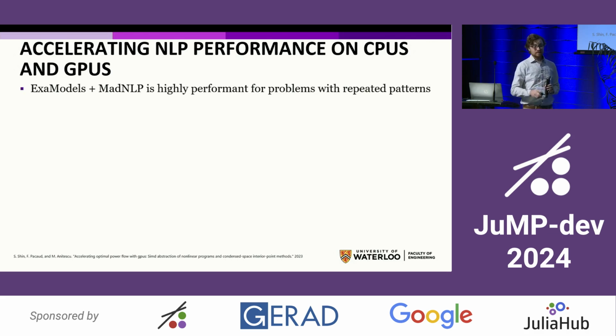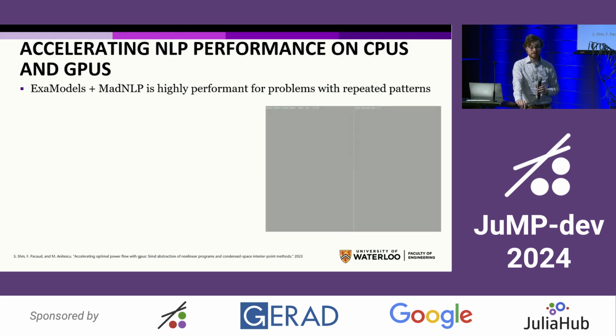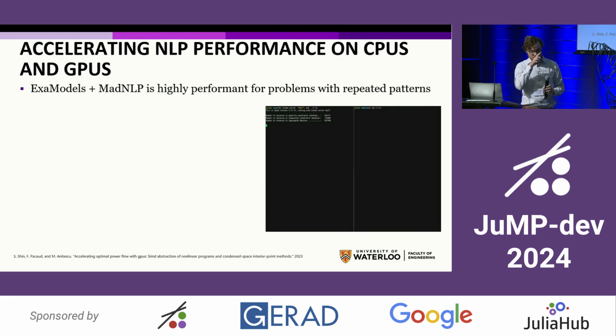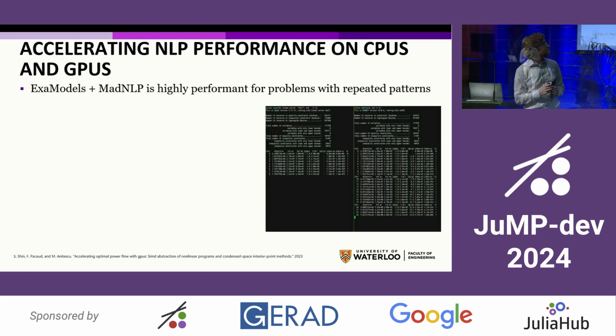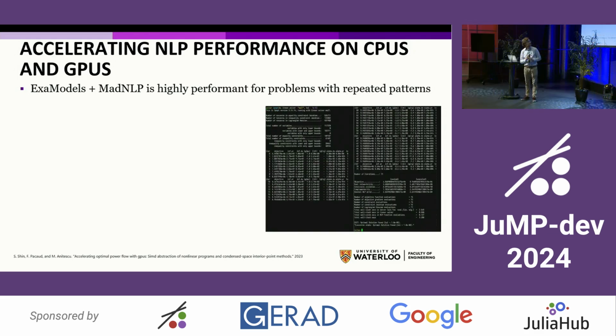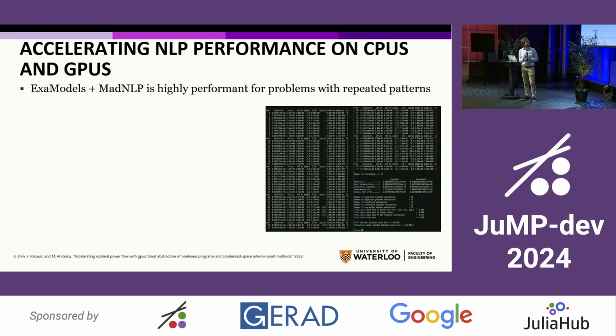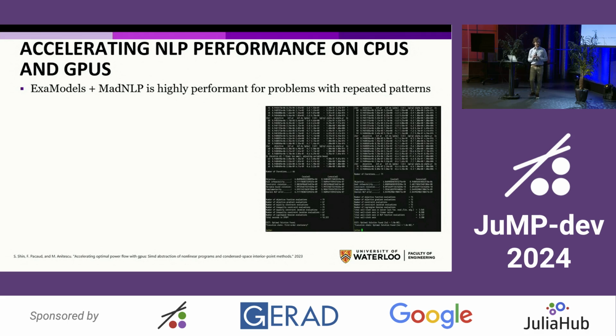So in the end, ExaModels and MadNLP gives us a way to accelerate solutions with problems with repeated patterns. So here on the left, we've got IPOpt, we give it a head start. On the right, we've got the GPU framework. That's done. And we're going to wait for IPOpt to catch up. Still going. It's okay. The important thing is to finish the race. It's going to get there. It got there. Congrats. So you can see it makes a pretty big difference for these types of problems.